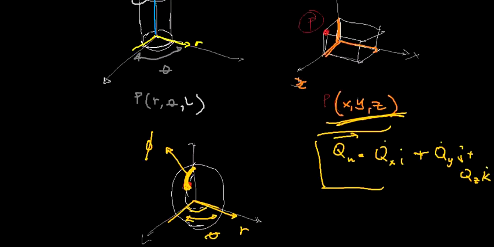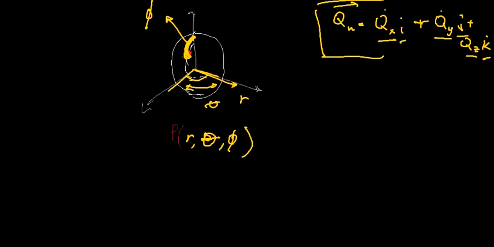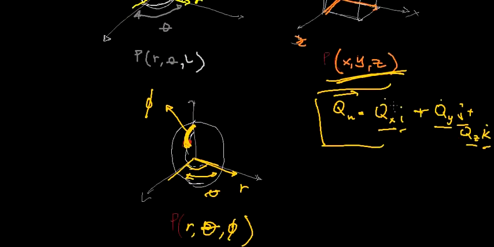Here, i, j, and k are our unit vectors, and Qx, Qy, and Qz are the magnitudes of our heat transfer rates in the x, y, and z directions. These can be determined from Fourier's law. For Qx, the magnitude of heat transfer rate in the x direction, we have negative k times the area at x times the partial derivative of T with respect to x.